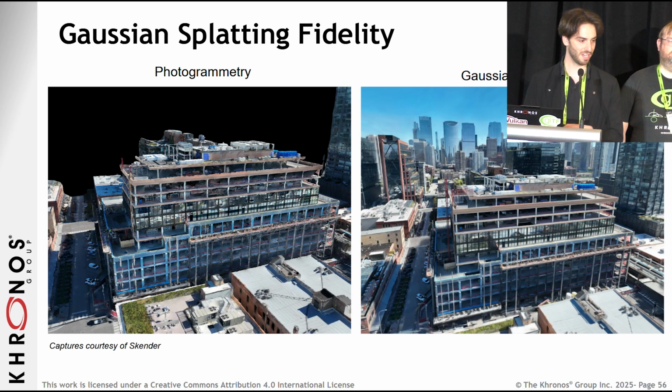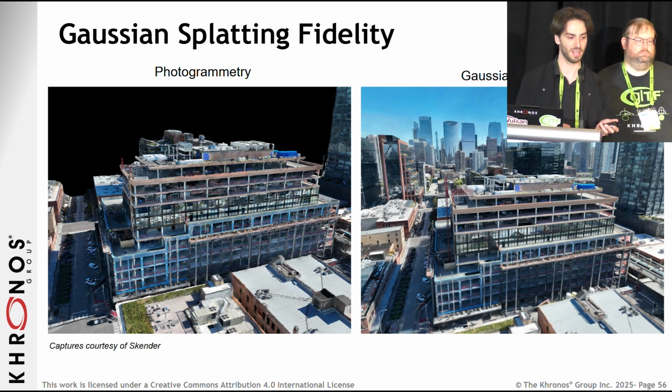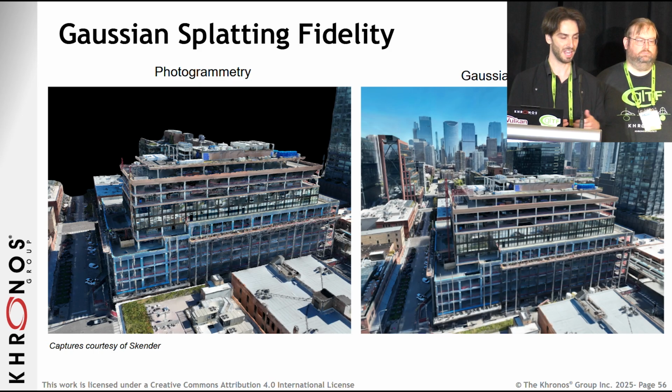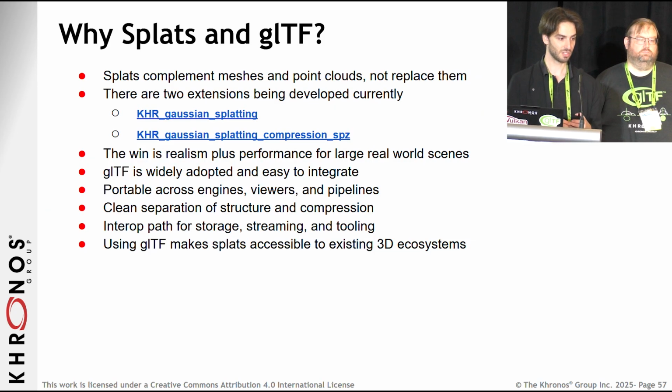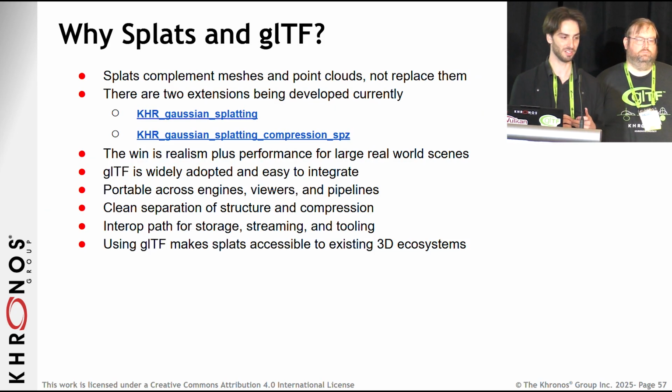We can also compare photogrammetry with Gaussian splatting using this capture provided by a construction firm called Skender out of Chicago. We can see that we can really start to reconstruct some of the more thin details, like the glass on the building, as well as getting deep depth of field into the background and cityscape. So now, why would we want to pair splats with glTF?